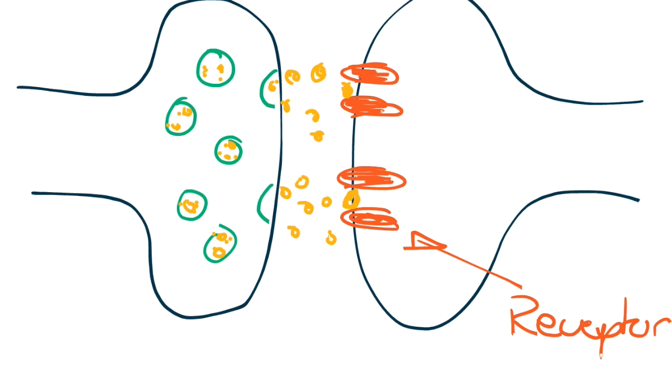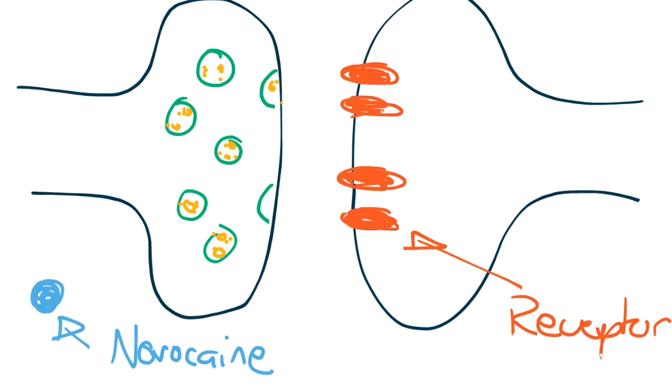This is what normal synaptic transmission would look like. The chemical receptors receive the neurotransmitters and use that to create the action potential which would be sent along the neuron. However, Novocaine blocks these receptors and prevents the neurotransmitters from being received, and therefore preventing the message from being sent.